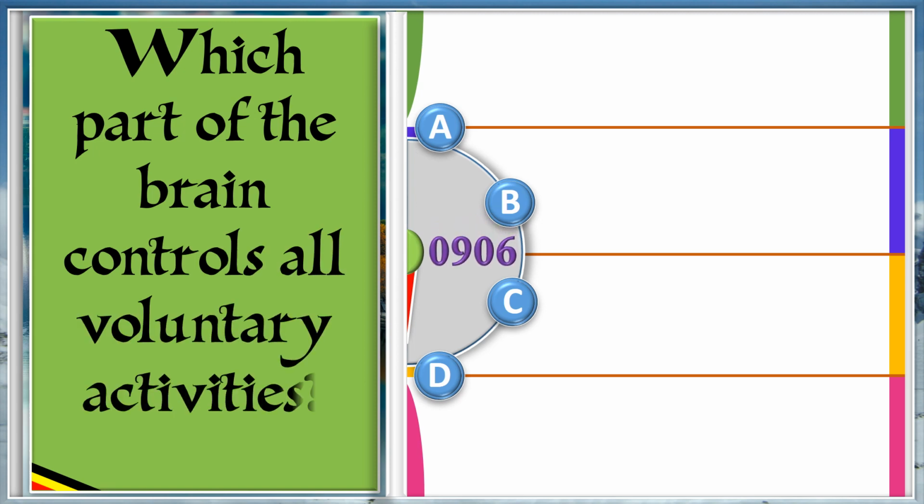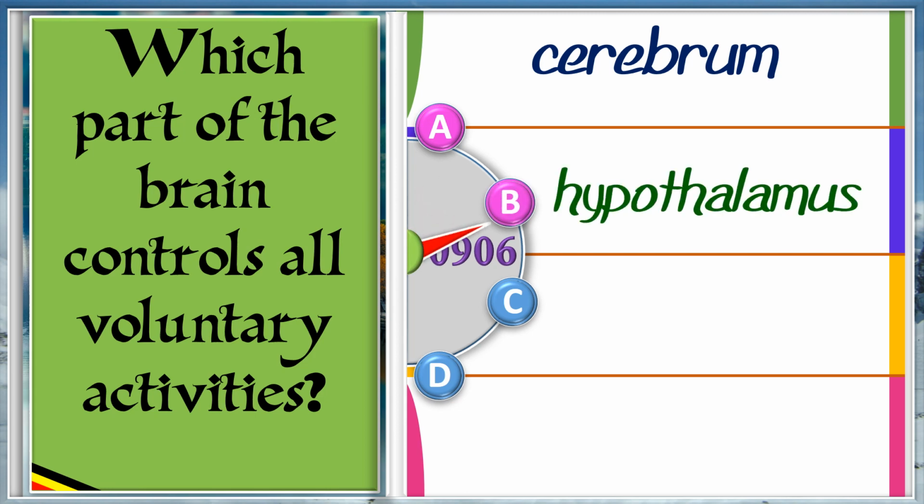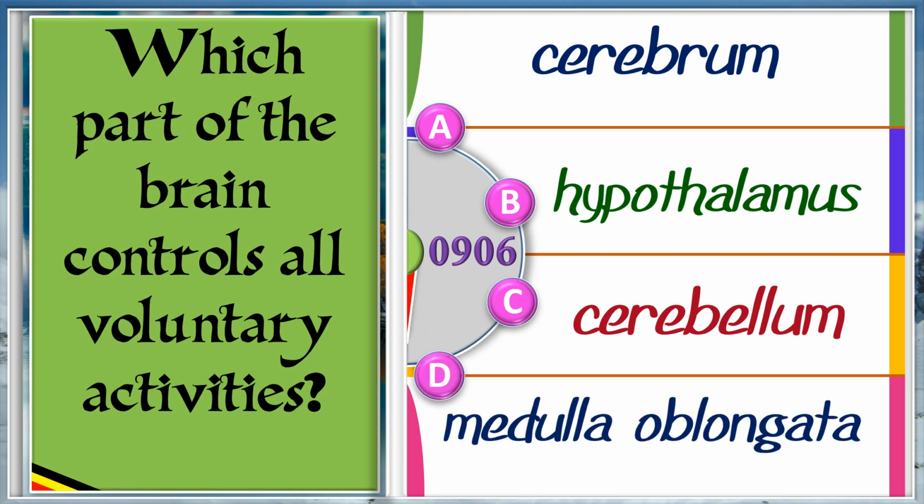Which part of the brain controls all voluntary activities? A. Cerebrum, B. Hypothalamus, C. Cerebellum, D. Medulla oblongata. And the answer is B. Hypothalamus.